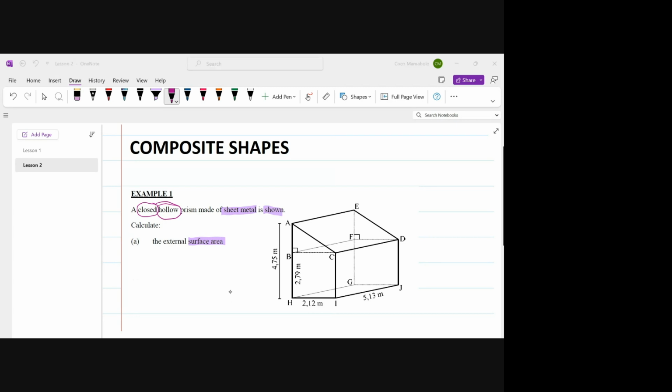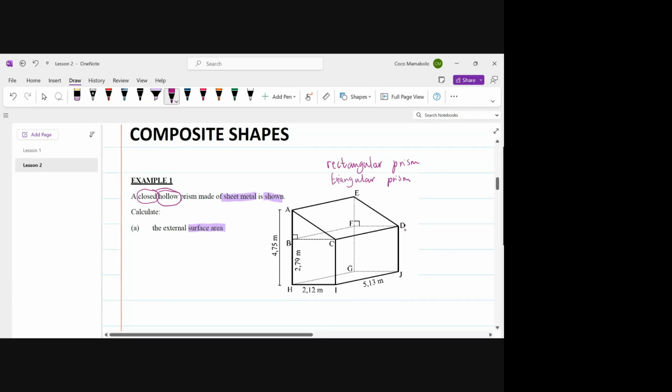Let me ask this question. What two 3D shapes is this particular composite shape made of? What two shapes do we have here? The bottom one is a rectangular prism, good, that's it, Abu. And the top one is a triangular prism.